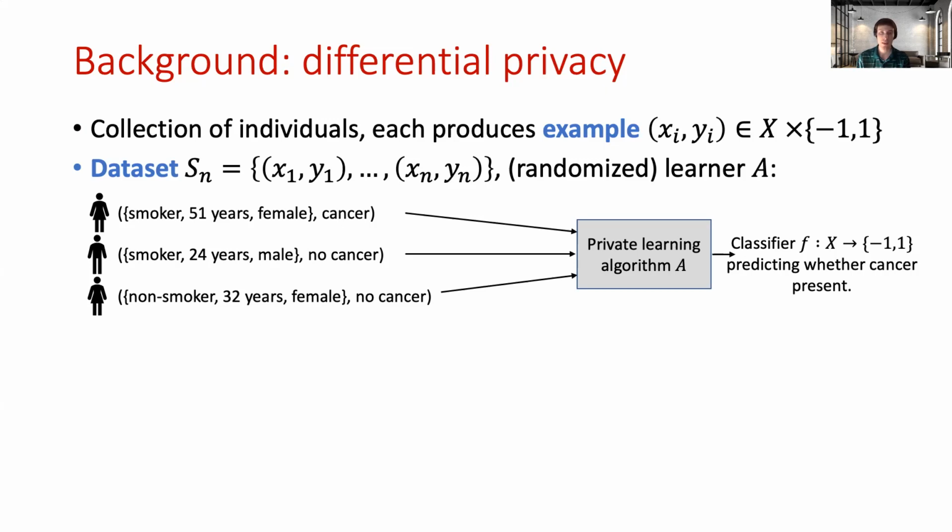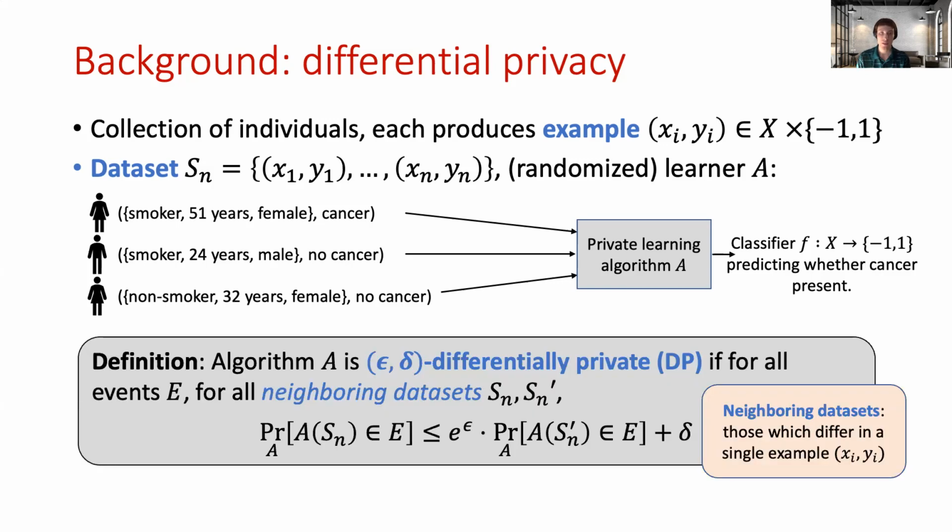The goal is to come up with a learning algorithm, which is often going to be randomized, and which we denote by A. A takes as input the data set consisting of the data for these patients in the medical study, and it will output, in this case, a classifier, in other words, a function from the feature space X to {-1, 1}, which predicts whether or not cancer is present in any given patient. The main privacy requirement that we want this private learning algorithm to satisfy is that of differential privacy.